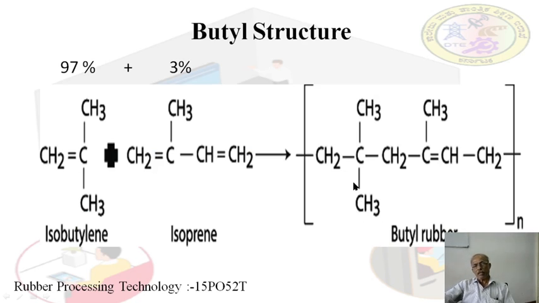So now, the structure of butyl rubber. See here, the isobutylene structure. A total of 97% isobutylene is combined with 3% isoprene. So a small proportion of isoprene is added to this isobutylene, and then we get this structure as butyl rubber.